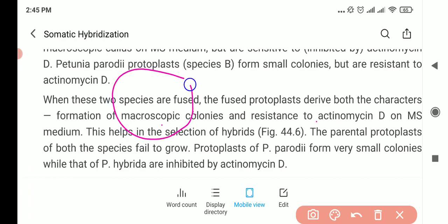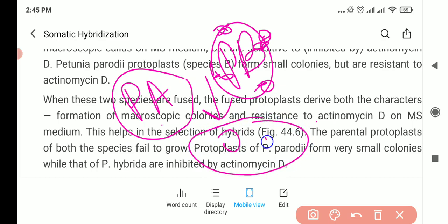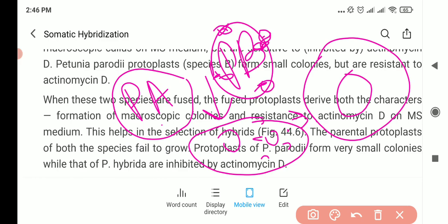So if you fuse petunia A and petunia B, this has things which make it resistant to actinomycin. Just imagine that these are certain enzymes or chemicals. So you fused them, the fusion is happening, and then you got this newly fused cell, the fused nuclei, and then something which helped petunia B become resistant to actinomycin was also gotten into the hybrid.